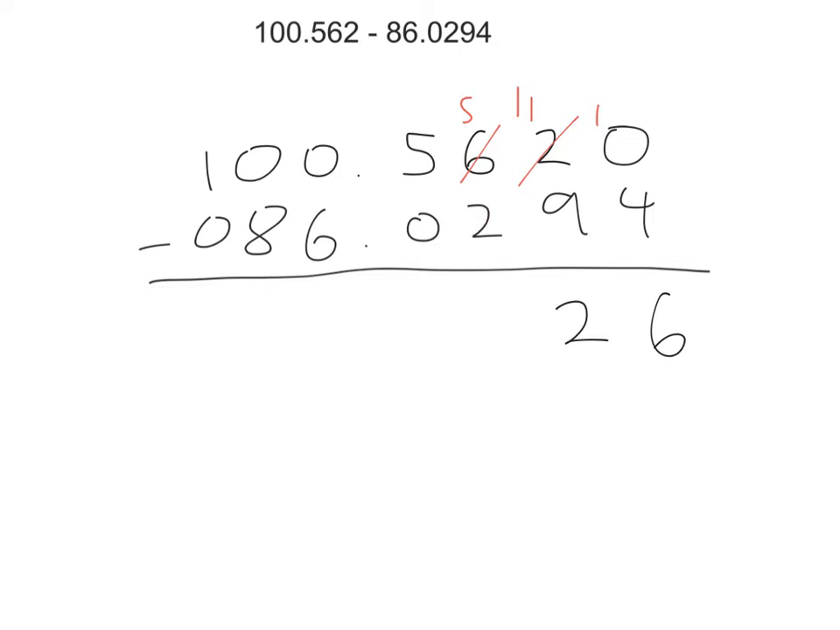5 minus 2 we can do because the top one is bigger than the bottom one, and 5 minus 2 is 3. Again, for the next one, 5 minus 0 is 5. We put the decimal point underneath the decimal point. Now this is where we had trouble.